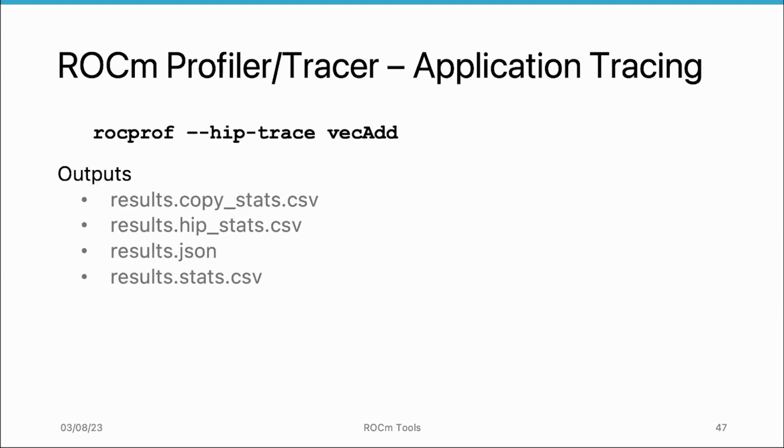To perform application tracing with the ROCm Profiler, we can use the command rocprof with the option hip trace followed by the application binary we want to trace. When executed, this command generates 4 output files containing information about the application's execution. In the example shown, we are tracing a vector addition program. Let's take a look at the output files that the command generates.